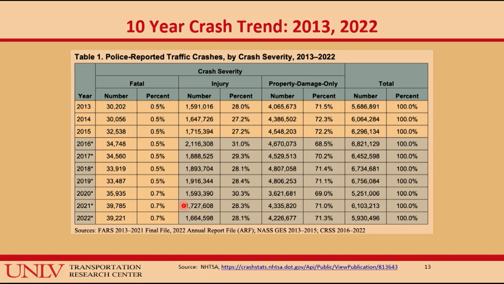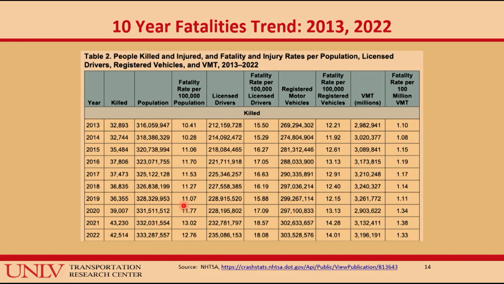So this is the number of crashes, and in the exercise that I gave you earlier today, you want to know not just crashes but outcomes by severity. So number of people killed, that's this column. The next column is the population of the United States in each of these years, and the next column is the fatality rate per population. That has gone up from 10.41, went up to 13 in 2021, came down to 12.6.